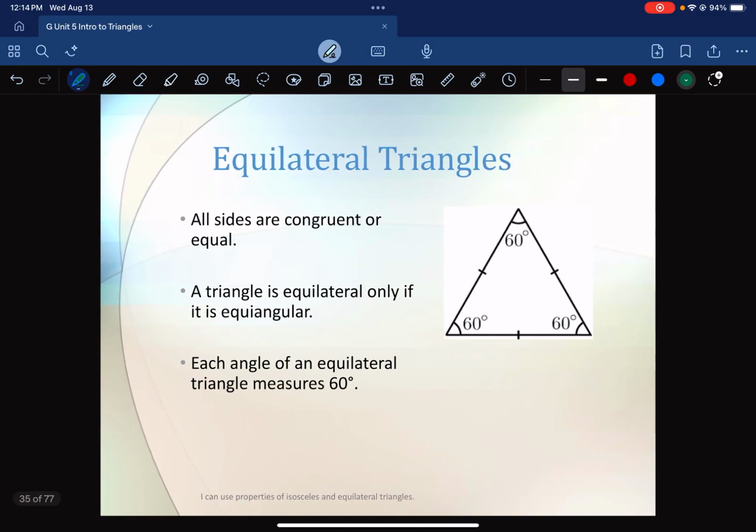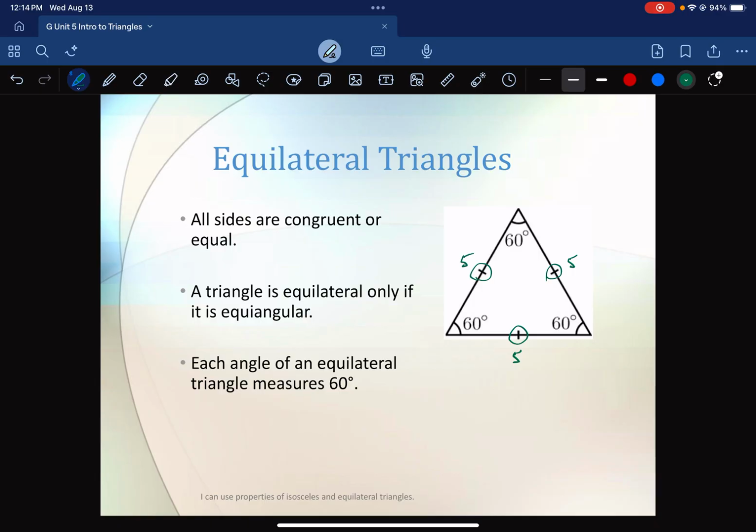All right, so equilateral triangles, what are those? Well, that's all sides that are congruent. So somehow we're going to mark that. We can number them with the same length, like maybe they're all measuring 5, or you've got the hash mark that we always use to indicate congruency.